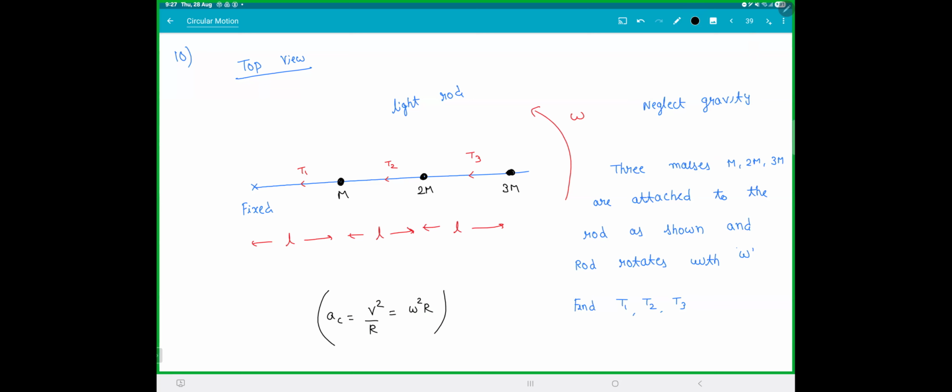If I give you speeds, use speed v square by R. If I give you omega, use this. Does that make sense? Think about how the tension decreases.